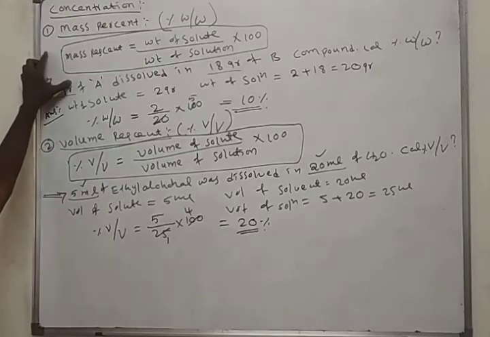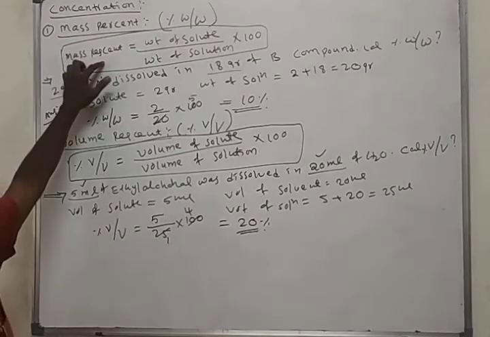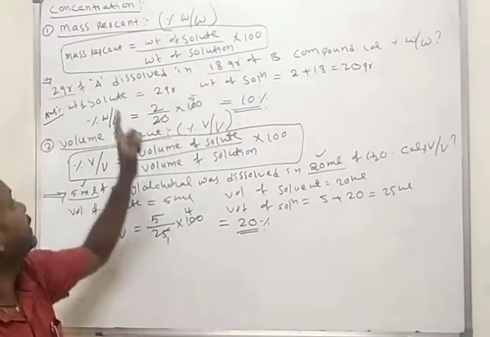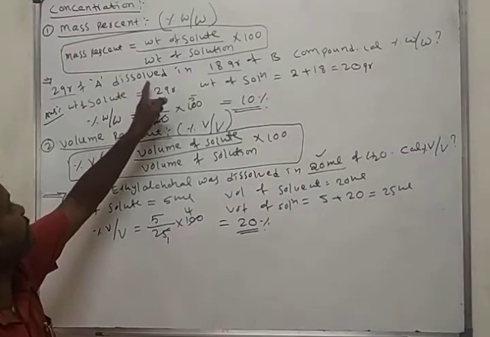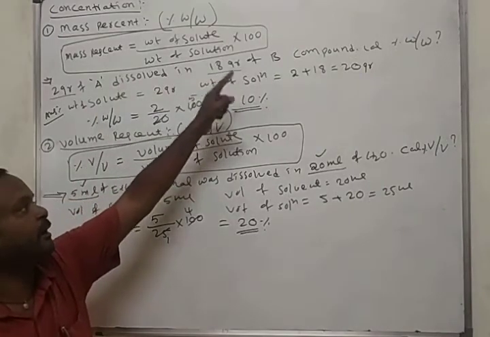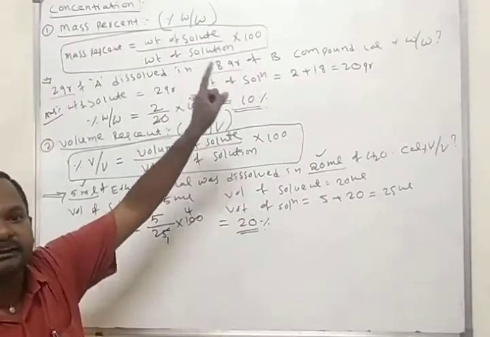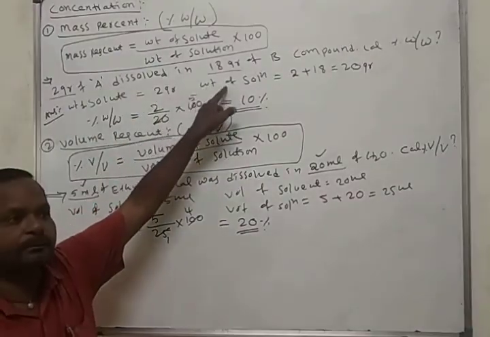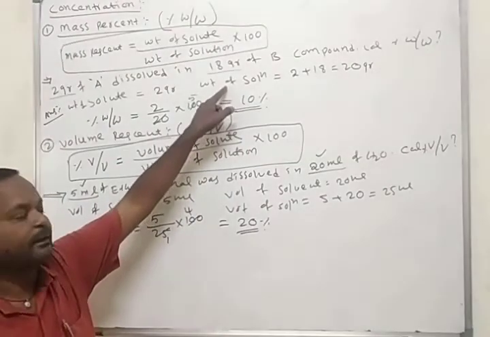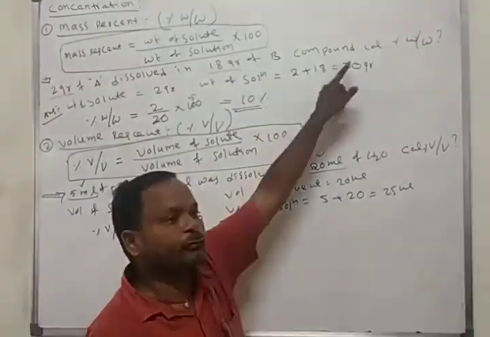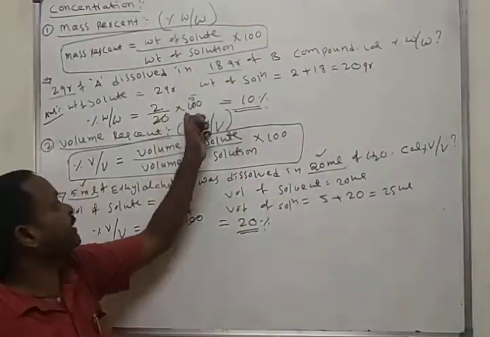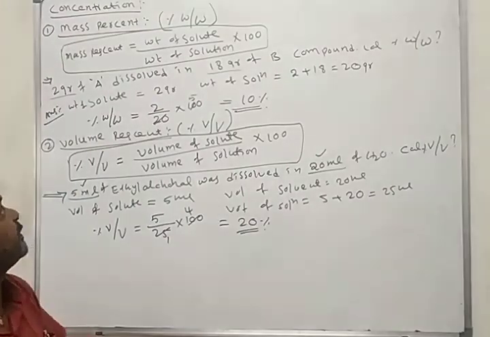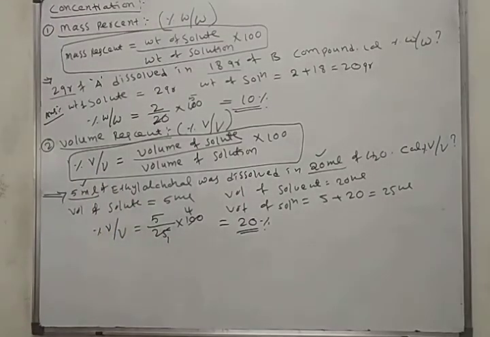Here mass percentage. How we calculate the mass percentage? Weight of the solute by weight of the solution into 100. Okay, here I gave one problem. 2 grams of A dissolved in 18 grams of P compound. Calculate percentage weight by weight. Weight of the solute here 2 grams. Weight of the solution: solution means solute plus solvent, 2 plus 18, 20 grams. Then 2 by 20 into 100 is equal to 10 percent. This is about the mass percent and volume percent.